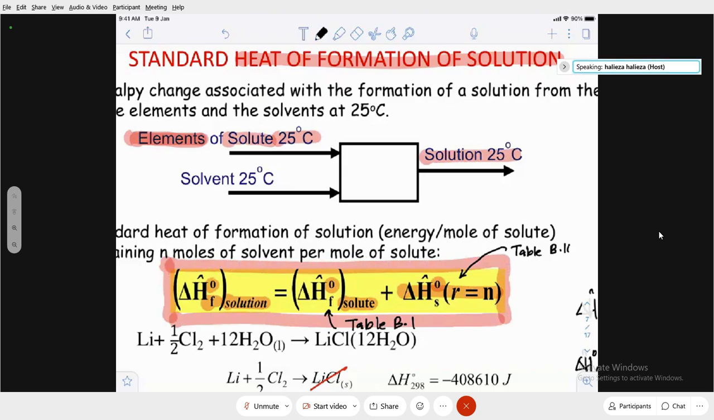Why do we need the heat of formation of solution? You need it when you want to calculate the heat of reaction. When you have a reaction written with an aqueous solution, you need to find the heat of formation before you can proceed to get the heat of reaction. So this is what we're going to cover: the heat of formation of the solution. And the temperature is always 25. Okay, guys, the temperature is always 25.